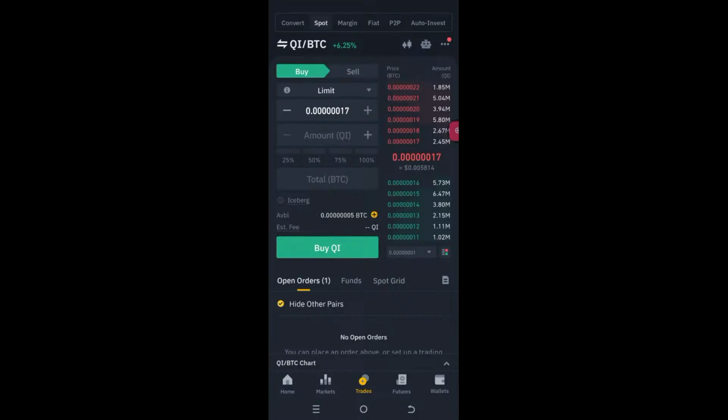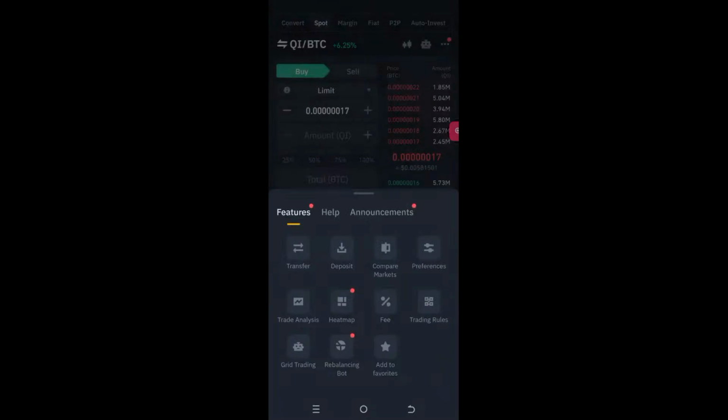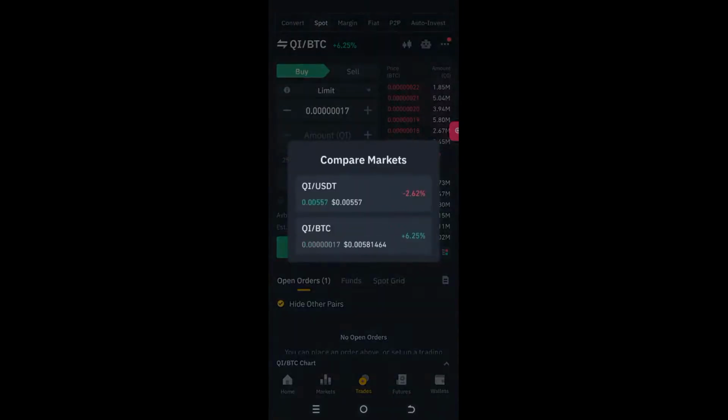For your information, we're not doing any live trade right now. We're just looking at the nuances that go on in the market. Let me show you through the compare markets. Right now we have QI, USDT, and BTC here, and we just want to check which one is cheaper, because don't forget, we are buying low and selling high. These are the two markets where QI, our target coin, is listed.